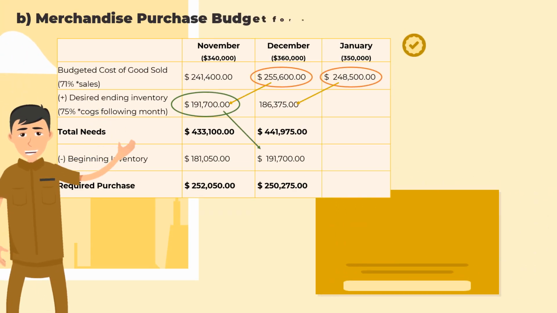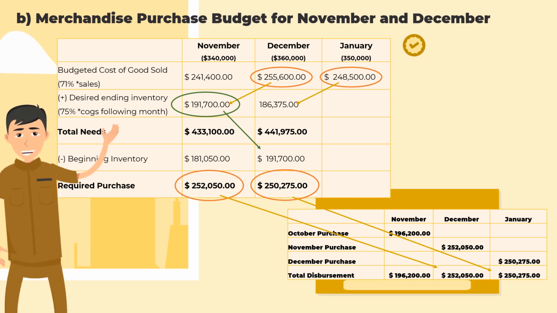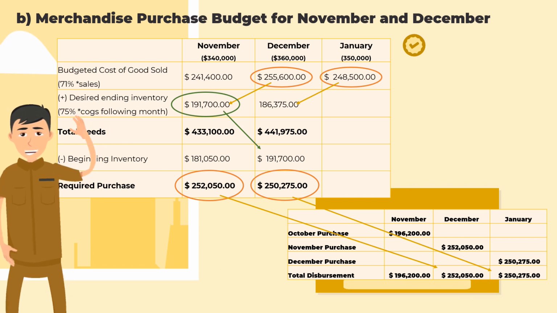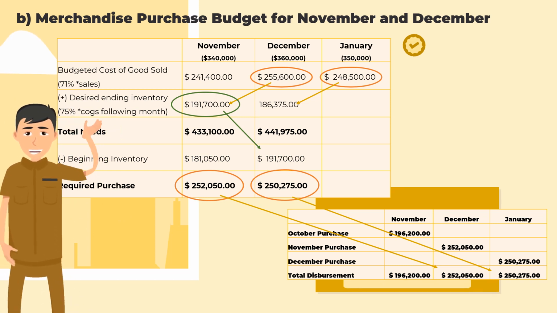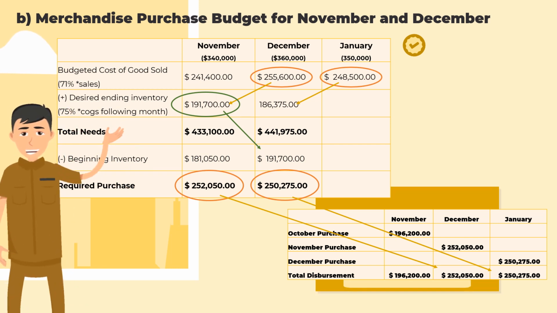Okay, so let's move to the next question, which is the merchandise purchase budget for November and also December. So basically, in this question, we need to find the required purchase for November and also December. The first step is we need to find the budgeted cost of goods sold, which is 71% of the sales. So for November, it is 71% times 340,000, we get 241,400. And for December it is 71% times 360,000, we get 255,600. And also for January, 71% times 350,000 and we get 248,500.